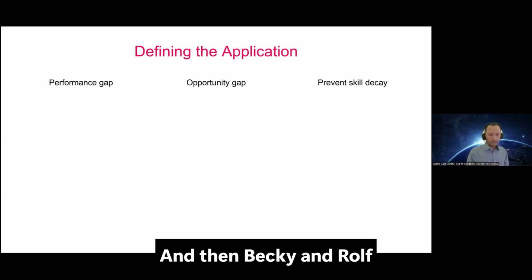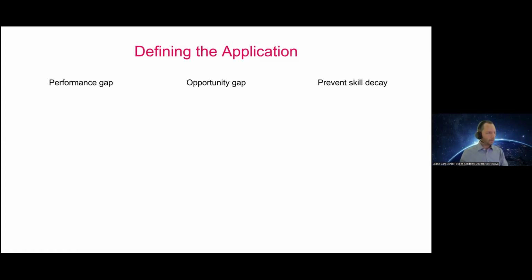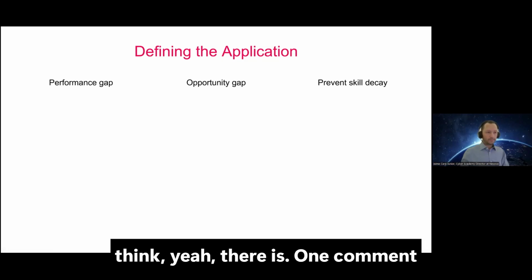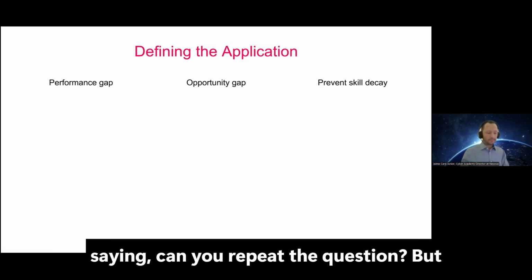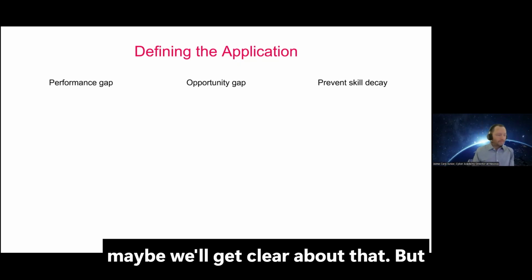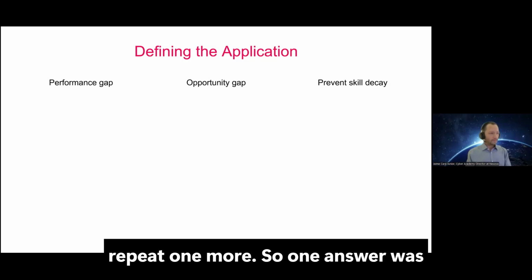And then Becky and Rolf can highlight a few of your comments for me because I can't see you. Okay, so there is one comment, and I think, yeah, there is one comment saying, can you repeat the question? But maybe there are also two more answers. So maybe we'll get clear about that. But maybe after these answers, you can repeat it one more time.